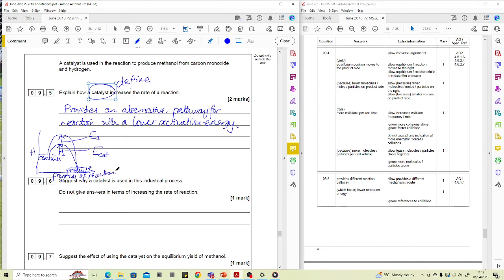Okay, suggest why a catalyst is used in this industrial process and do not give answers in terms of increasing rate of reaction. Rubbish examiner descriptions here. If you set the questions properly, you won't have to say do not. But let's obey what the examiners have put themselves in a corner with, and we're just going to say lower energy costs.